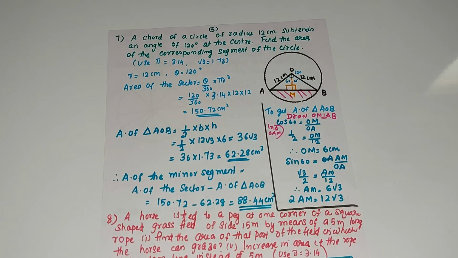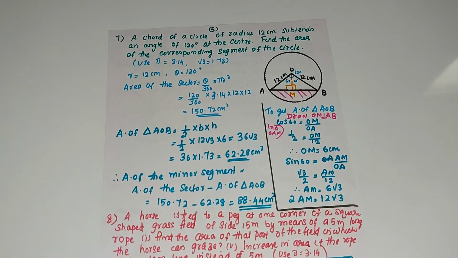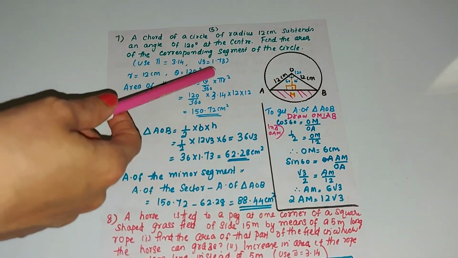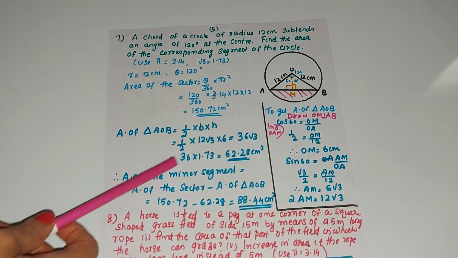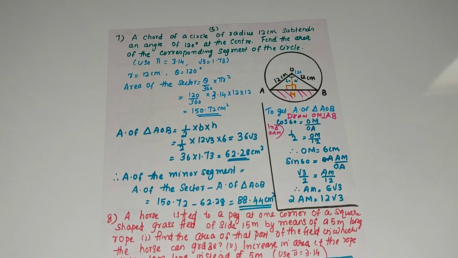Then substitute in the area of the triangle AOB equals half into B into H, half into 12 root 3 into 6. We got it as 36 root 3. Here the value of root 3 is given, so substitute that value and solve. Multiplying with 1.73 we will get 62.28 centimeter square. So we got the area of the minor sector and area of the triangle.